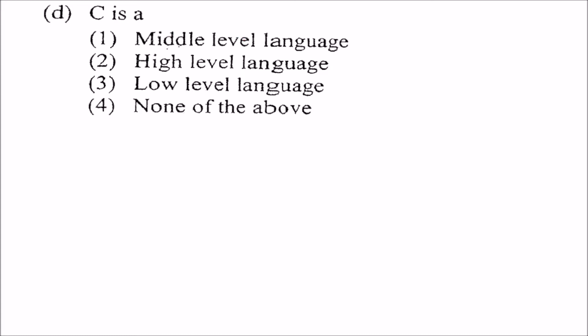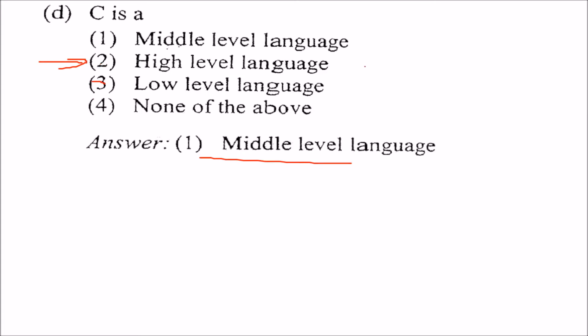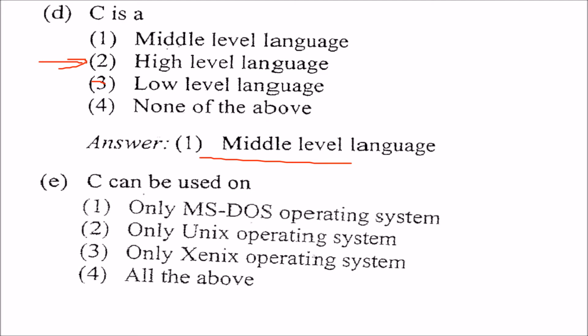Most often we will come across this question and be tempted to answer high level language. But the answer to this question is middle level language, because middle level language means it is closer to your hardware. It can talk to hardware directly, and it is English-like also. If both characteristics are there, then the language becomes a middle level language. That is why C is a middle level language.